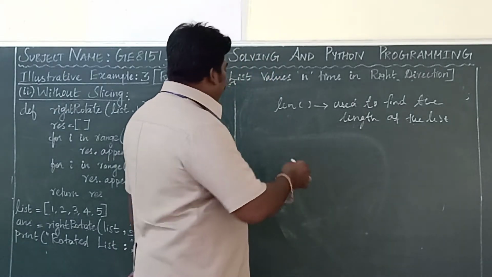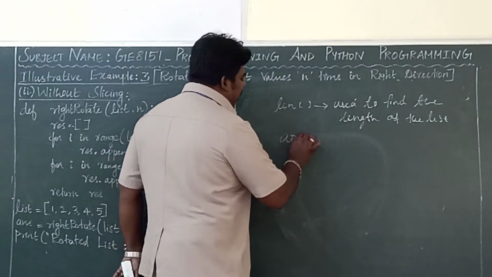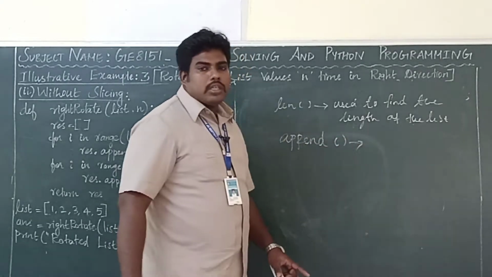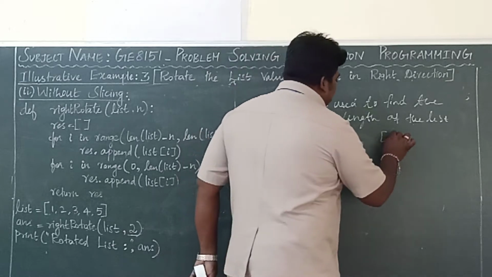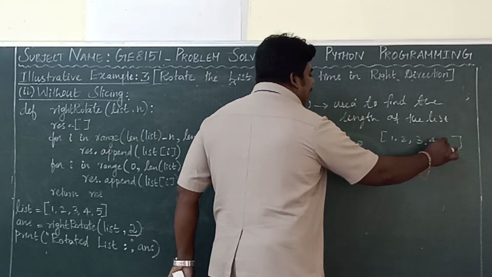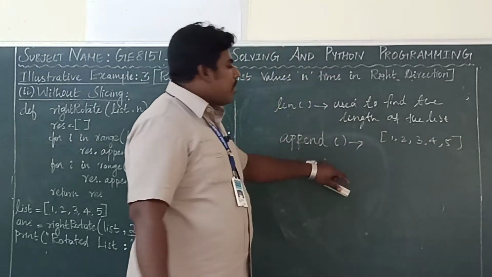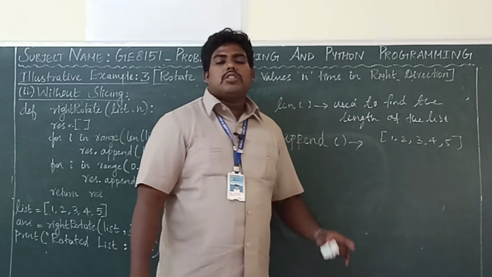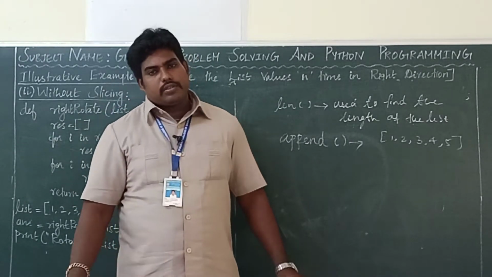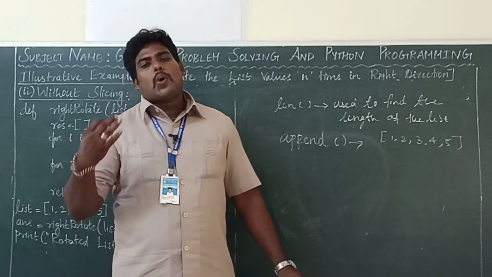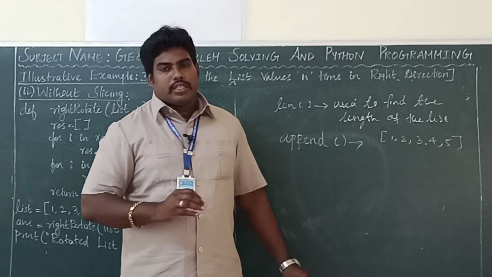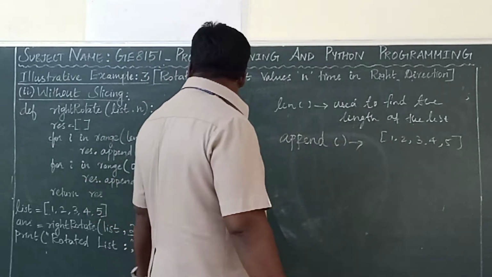Similarly, another function I am using here is append. For example, one list is like this: 1, 2, 3, 4. At the last, I want to add one more element. At that time, I am using append. Append is used to add one value or element at the end of the list.